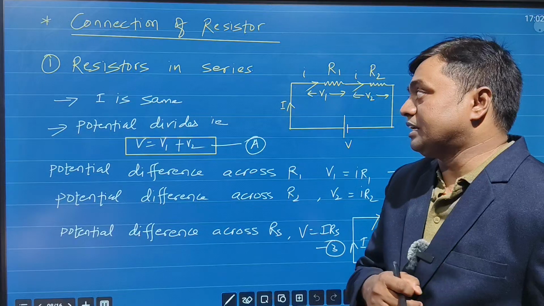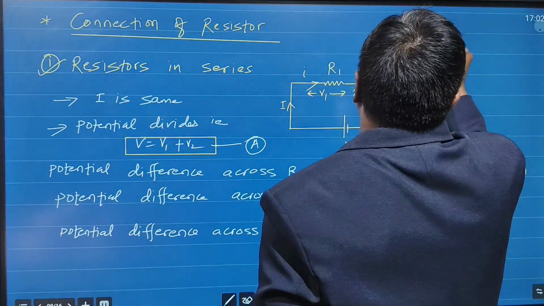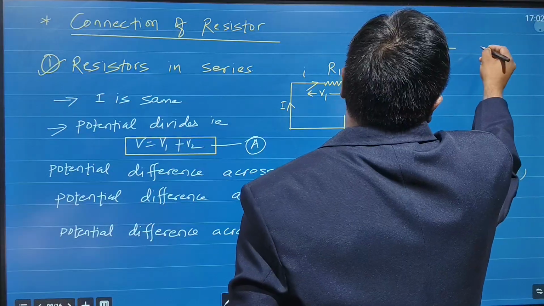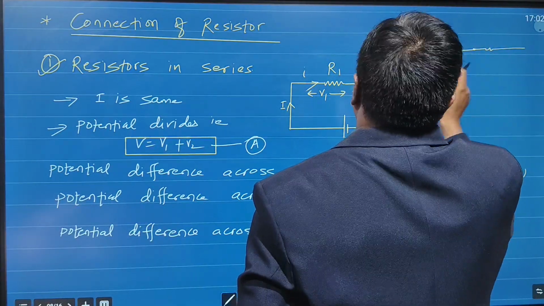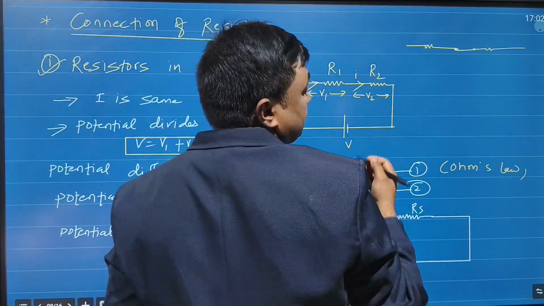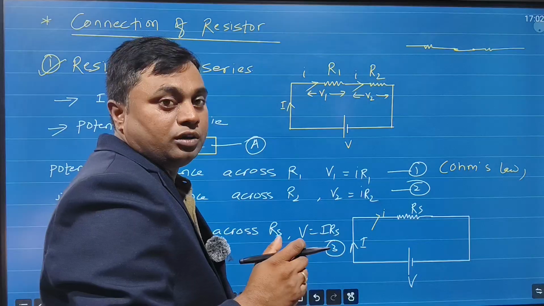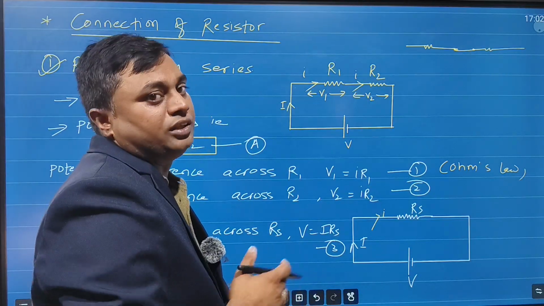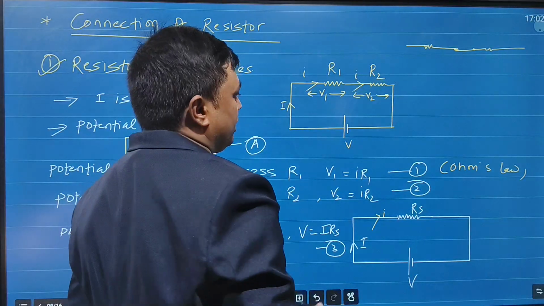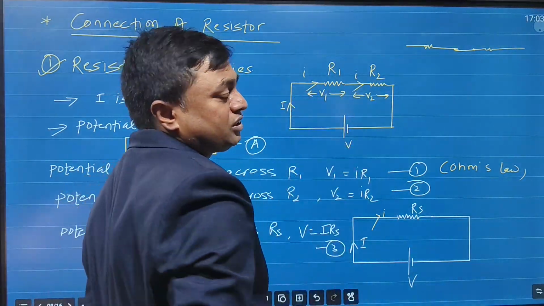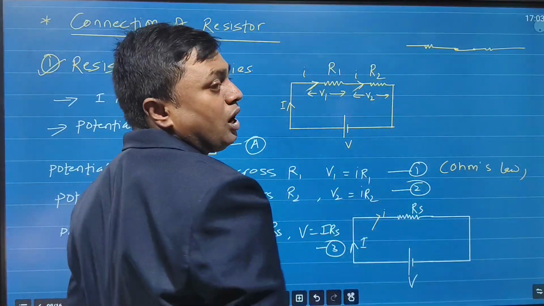Now we are going to learn resistors in series. Let's try to understand. This is one resistor and this is another resistor. If one end of this is connected to one end of this, such a connection is called a series connection. Once they are connected to a V volt source, current I will flow through R1, and the same current I is going to pass through R2.